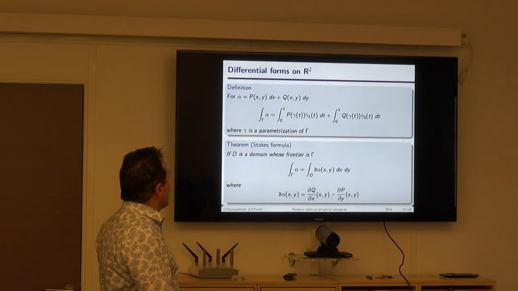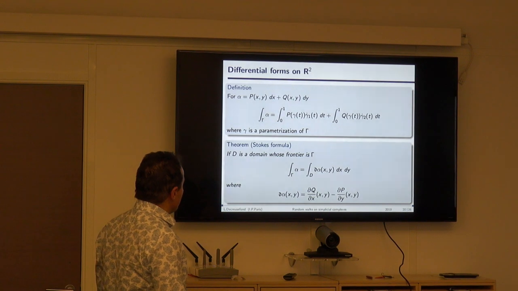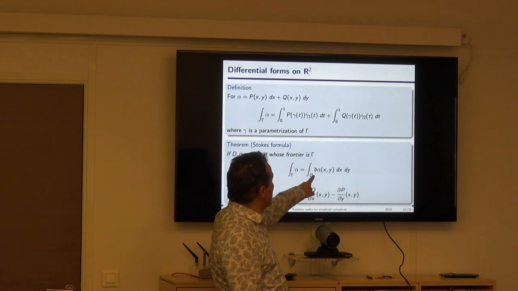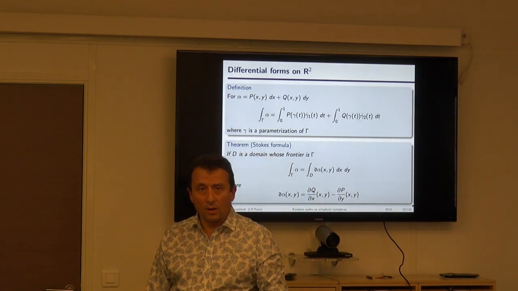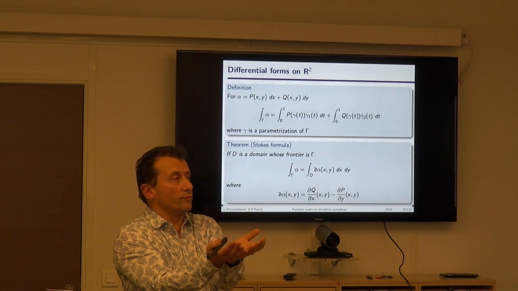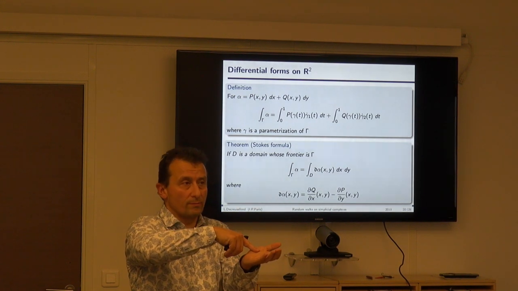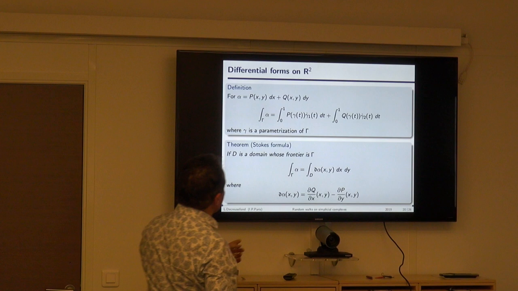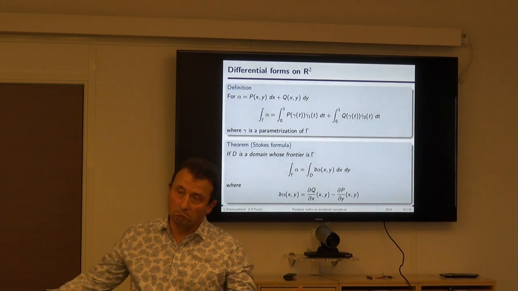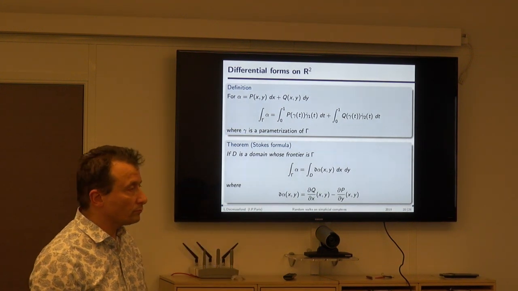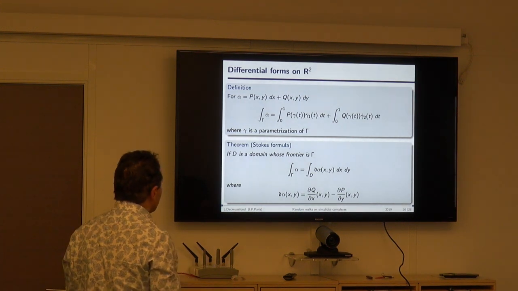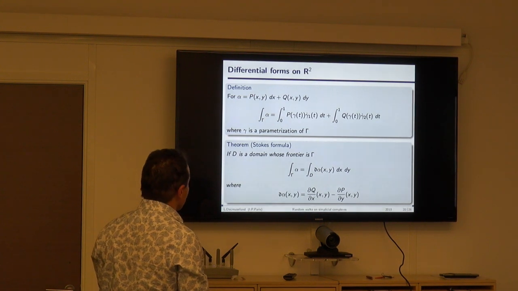You have something which is well known for guys who are doing this kind of stuff, which is the Stokes formula, which says that the integral of alpha along gamma is the same as the integral of the exterior derivative of alpha in the domain defined by the curve, if your curve defines the domain. And the exterior derivative is dQ over dx minus dP over dy. That's what it is. Okay. This can be generalized to Rn, whatever, and with higher order differential forms.